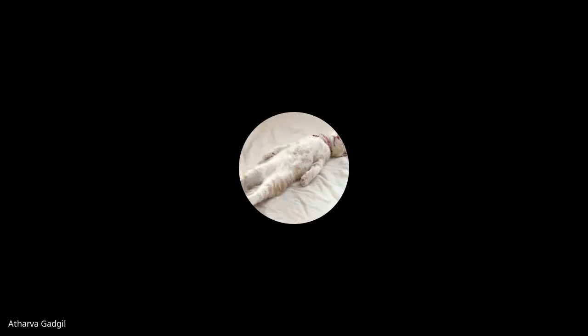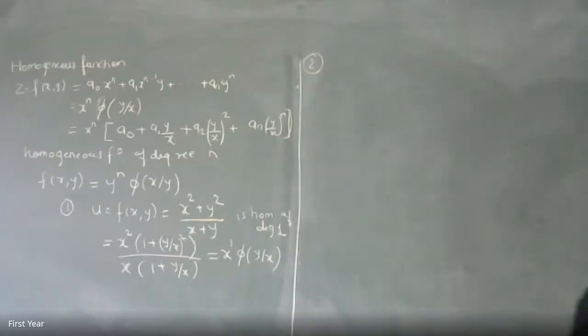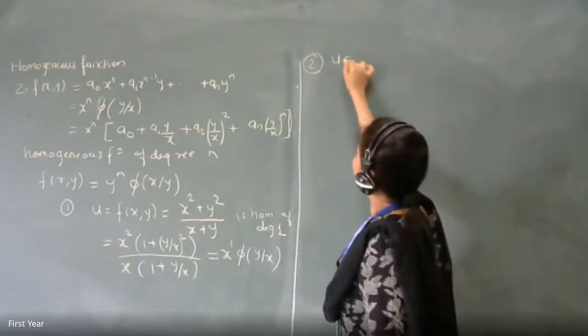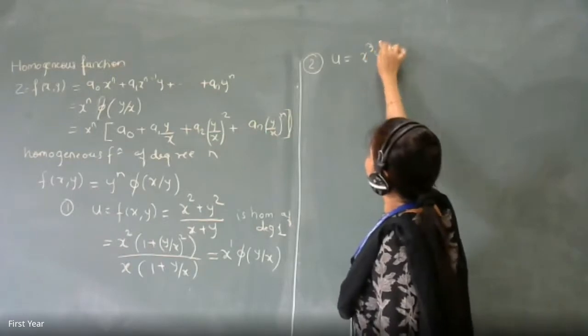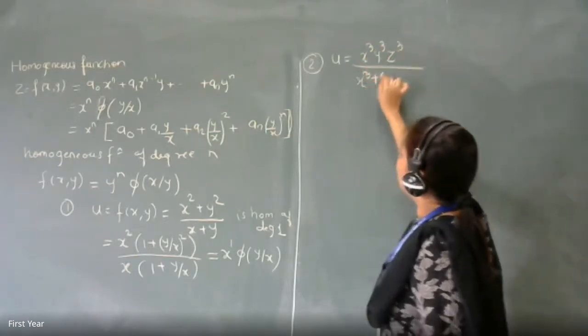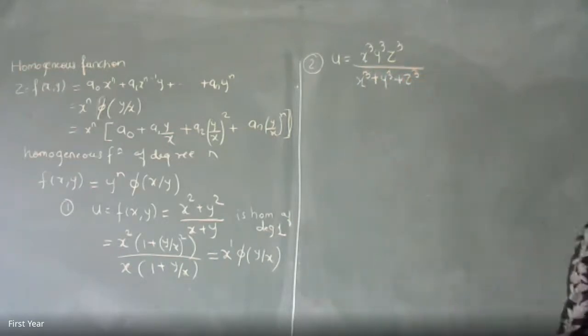Yes. Now you solve the question that I am going to give you next. Let me give another example which is also not so difficult. Take u is equal to x cube y cube z cube divided by x cube plus y cube plus z cube. Find whether it is homogeneous. That you find first, and if it is homogeneous, then find the degree.